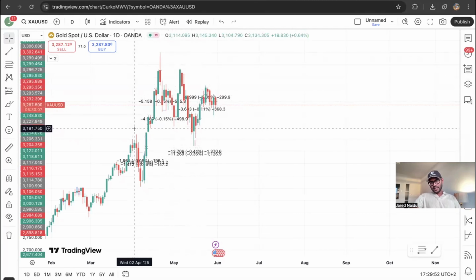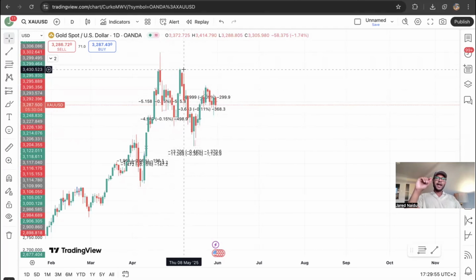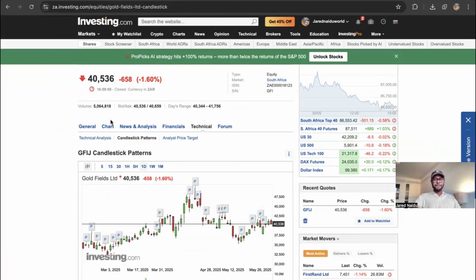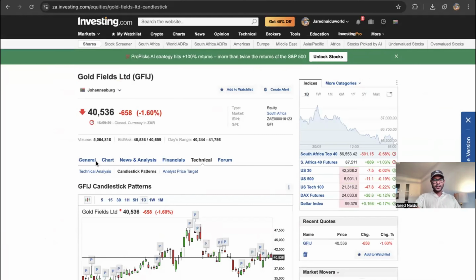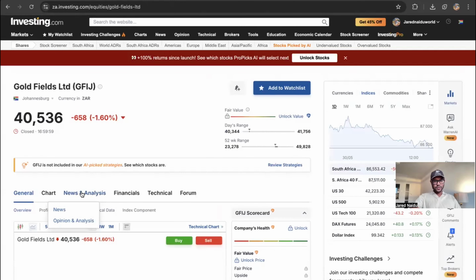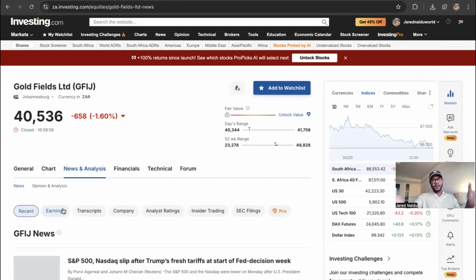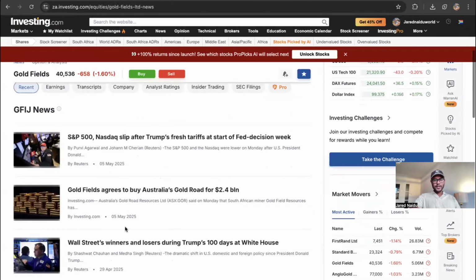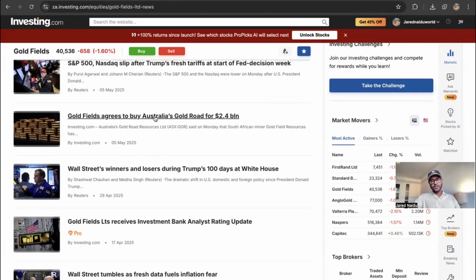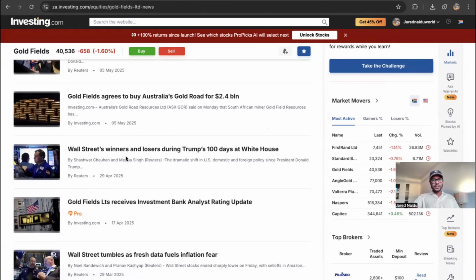It took liquidity. And I think a lot of people need to understand that when you're in stocks, there's still a level of day trading analysis, technical analysis, that plays a role. So we can look at the general news of Goldfields, and see what's happening around it. We can read all these different articles. We can see that Goldfields agrees to buy Australia's Gold Road for 2.4 billion. We can see that they're making moves in the market.